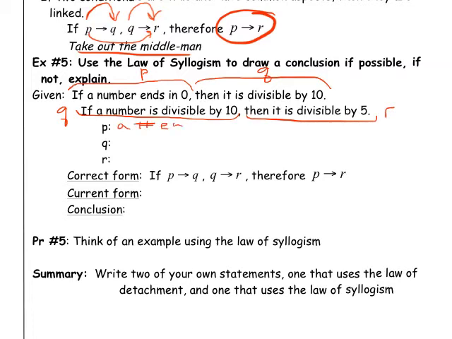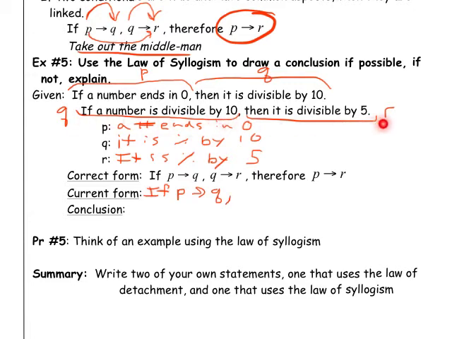P is a number ends in 0. Q is it is divisible by 10. And R is it is divisible by 5. Okay, well, the correct form says that if P then Q, and if Q then R, therefore P then R. Well, let's see, is that what we have? If a number ends in 0, then it is divisible by 10. Sure, we do. We have an if P then Q. And right below it, I have if a number is divisible by 10, then it is divisible by 5. Yeah, there's my Q again, and there's my R. So I also have if Q, then R. Therefore, those are supposed to be dots. Let's make it a little bit bigger. Therefore, P, then R.